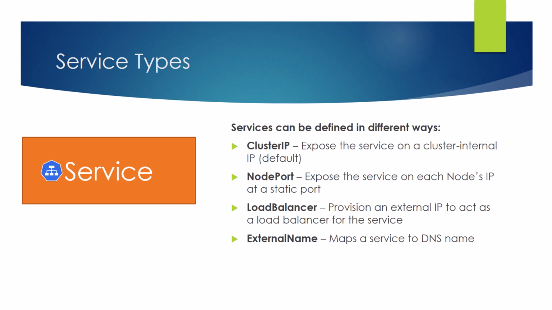We can also have a load balancer. Now this would sit in front of our different nodes and then provision an external IP to act as that load balancer to call into the nodes and then ultimately call into the pods. And finally, we can have an external name service that maps a service to a DNS name or IP address. So let's dive into a little more detail about these different types of services.